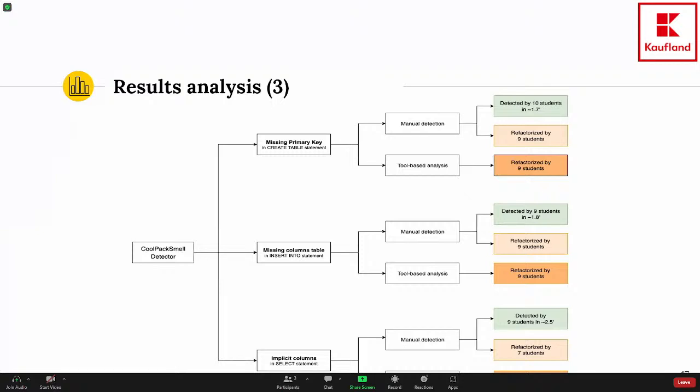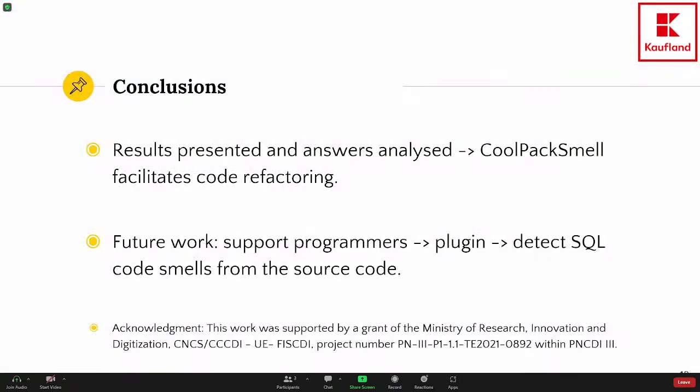There is an overview regarding the manual detection. We present the time and how students refactored the SQL statements, and the analysis task is presenting the number of students who refactored the statements. In conclusion, the results presented and the fact that students mentioned that it was easier for them to perform SQL code smell manual detection after having an example show that the tool facilitates code refactoring for students.